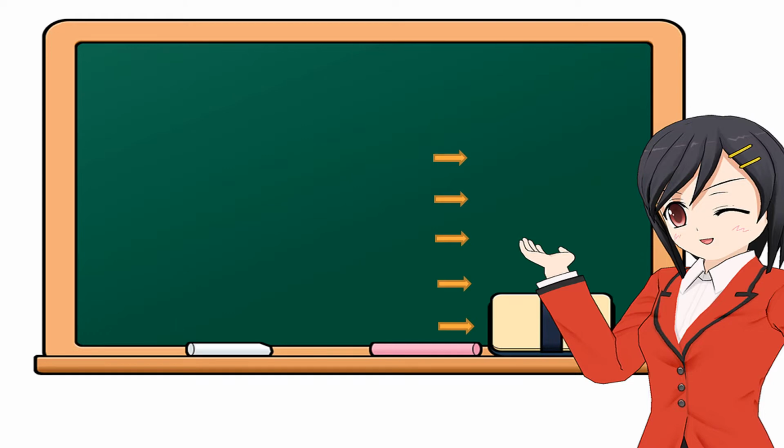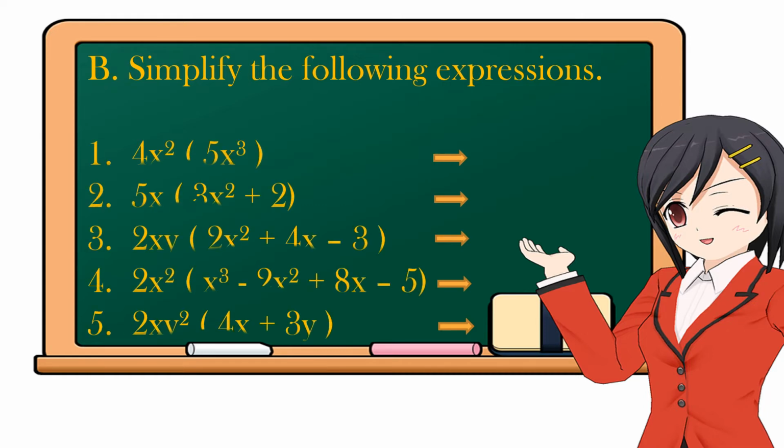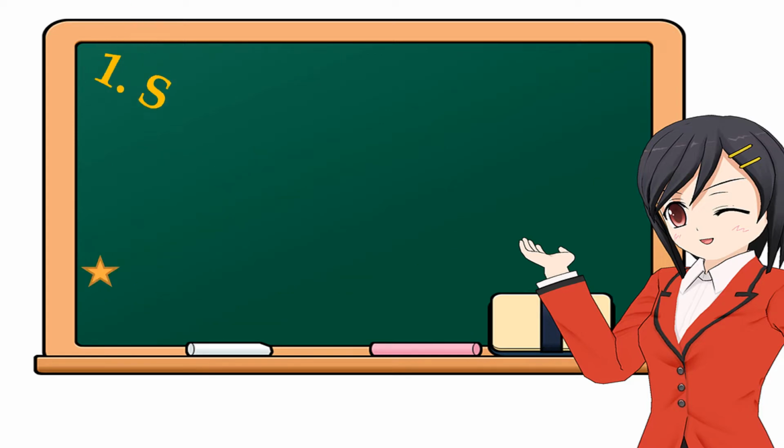So another one, let's have letter B. Simplify the following expressions. So let's have a short recap about multiplying monomial by a polynomial. So I'll give you 10 seconds to give me the answers. Okay, now let's check your work. So let's have number 1.